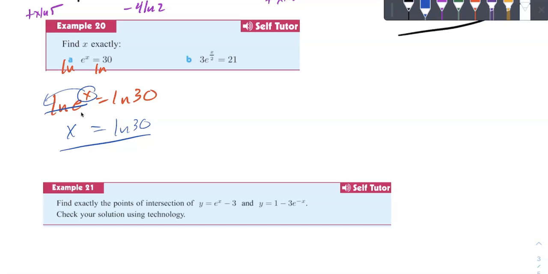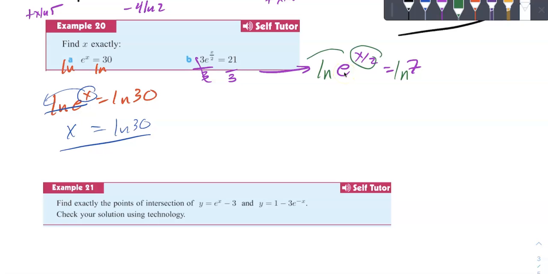So like that. Now on this one, you can't take the natural log of both sides because the 3 is in the way. Nothing would cancel out because the 3 is there. So divide by 3 first. Get the 3 out of the way. So I get e to the x over 2 equals 7. Then we take the natural log of both sides, because now I can cancel out the e. Again, what happens here is that x over 2 moves to the front, and then the natural log of e cancels out. So I get this. We times it by 2.